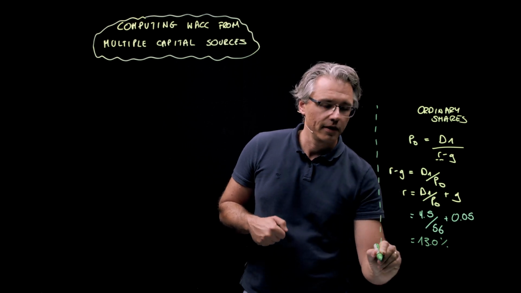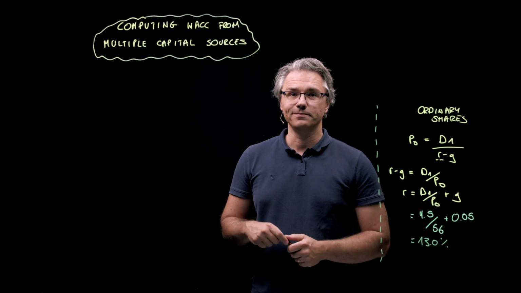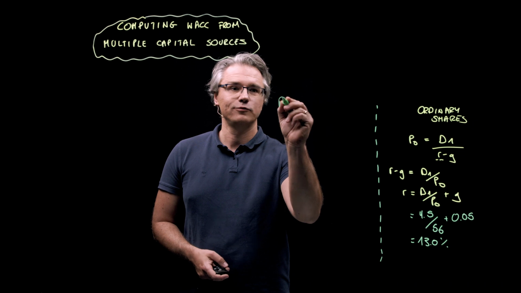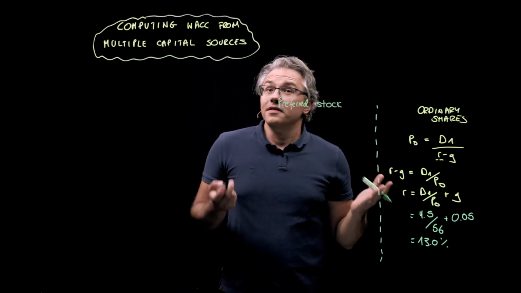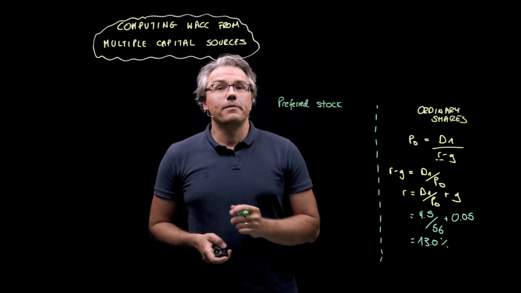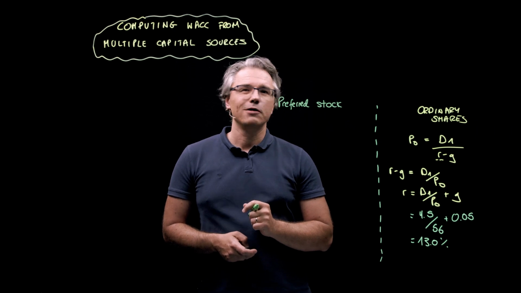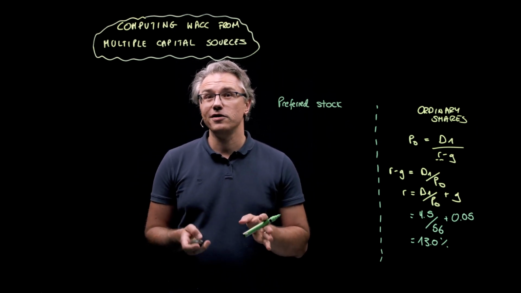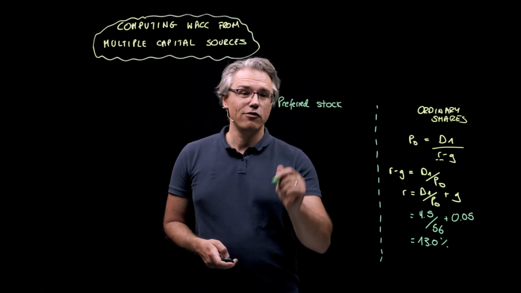Now I'm going to draw a line here and let's move on to the next source of capital. And the next source is going to be preferred stock or preferred shares. The idea behind these shares is that they pay a constant dividend which does not grow over time. And we can easily treat this as being synonymous with a growth rate of 0. So we end up with the following formula.